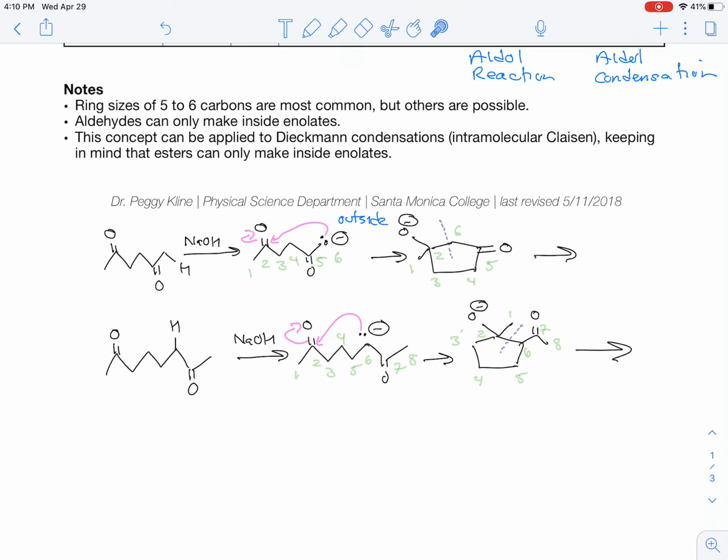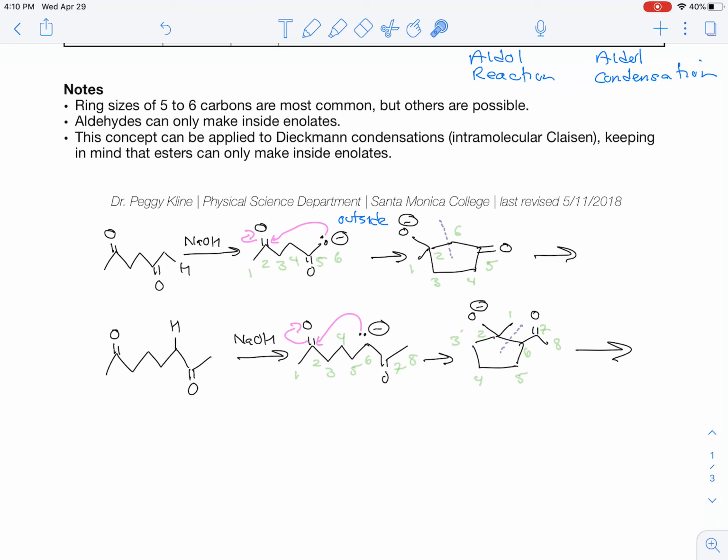So with both of these compounds, there is more than one enolate that you can make. This one can make this enolate or this enolate. But if you were to make this enolate here, you'd have a 1, 2, 3-membered ring. Not very likely. So we go with the 1, 2, 3, 4, 5-membered ring. Same thing here. This could either make the 7-membered ring that I showed you or the 5-membered ring that we see. Notice that our options are always going to be 2 apart.